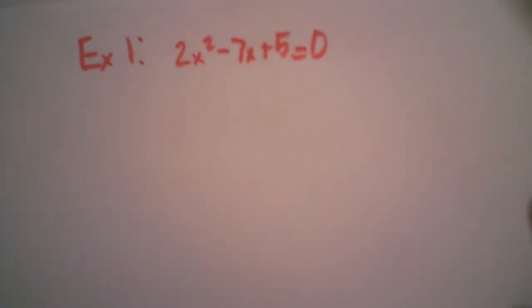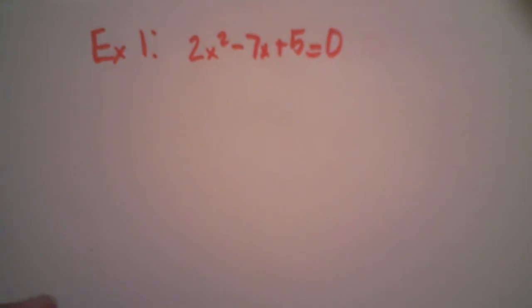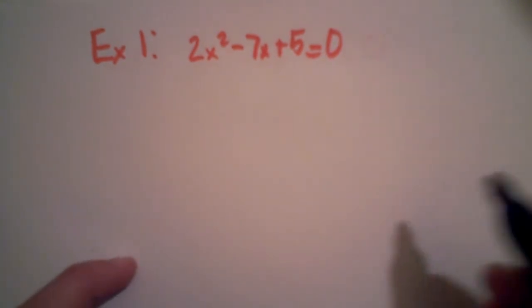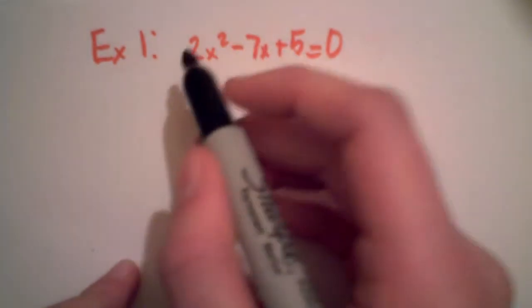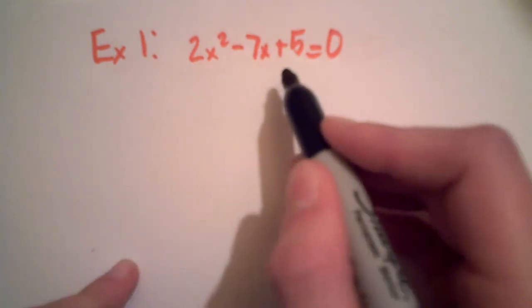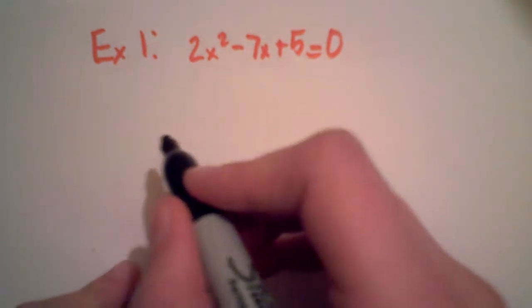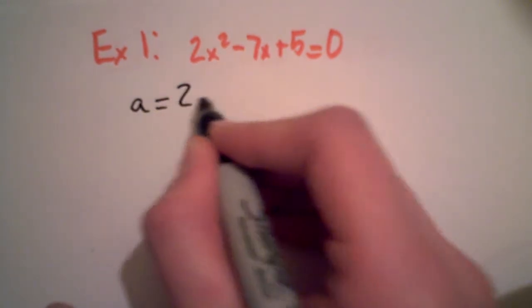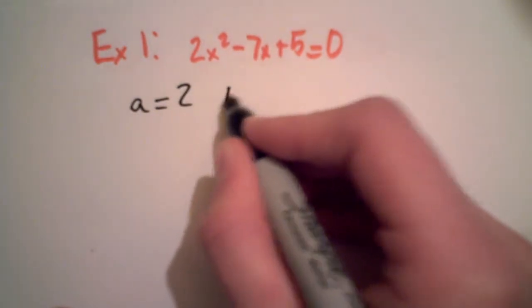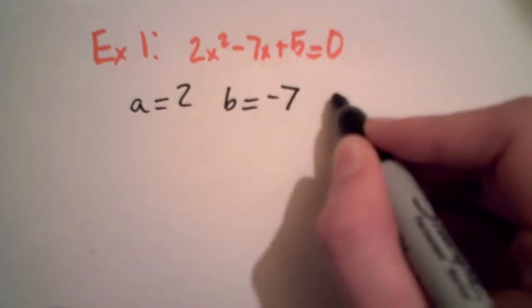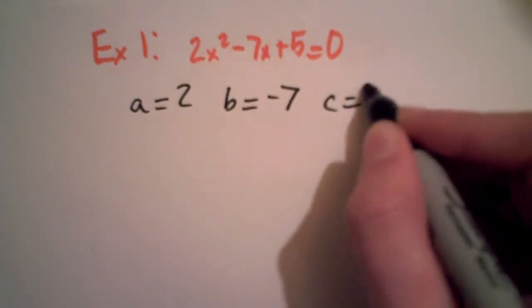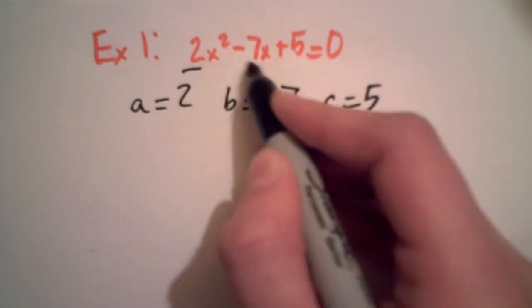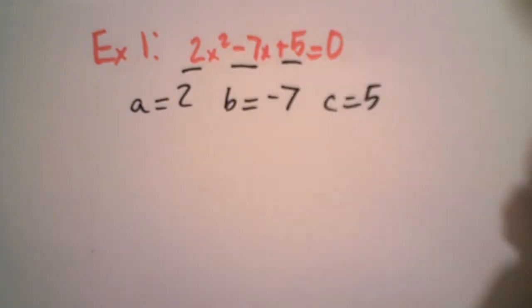I'm going to start with one that's fairly simple: 2x squared minus 7x plus 5 equals 0. It's good practice to define your a, b, and c for the quadratic formula. It just might help ensure that you don't make mistakes you could have avoided. a equals 2, b equals negative 7, c equals 5, and they all come from right here.